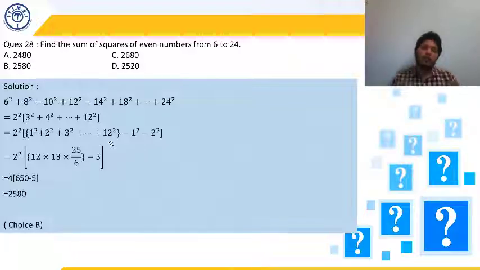I hope it is clear. The formula which we have studied is for squares of first n natural numbers. We cannot take in between. So what we have done, we have just inserted 1 square plus 2 square and subtracted also, so that our answer will not change, and we will be getting the answer in that form only. I hope it is clear to all of you.